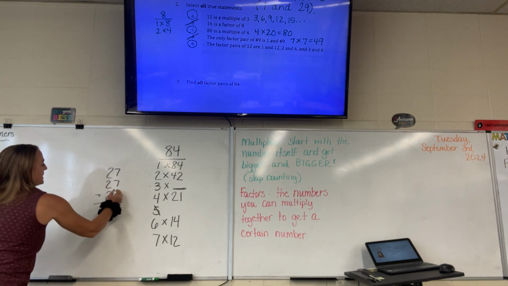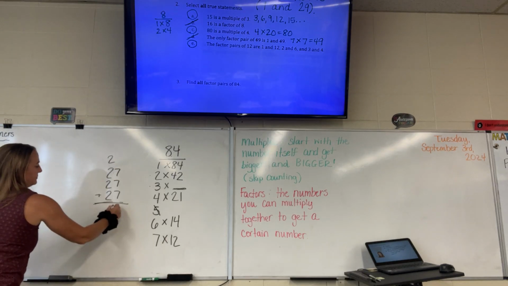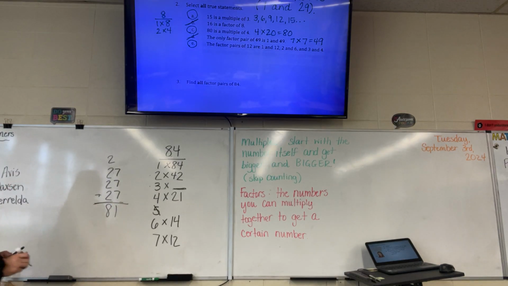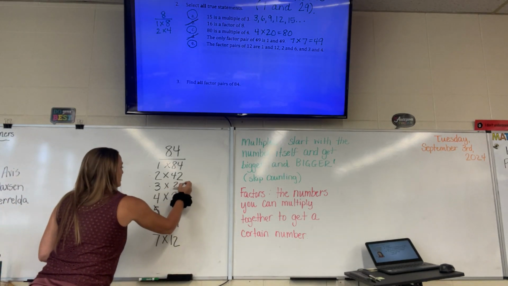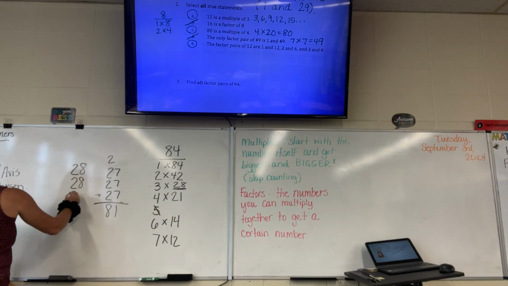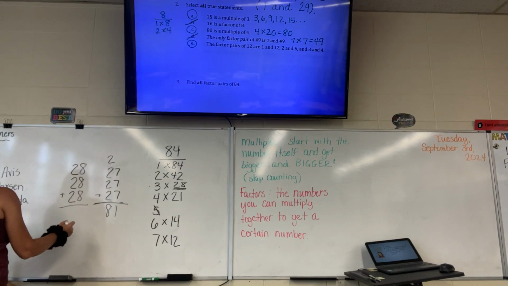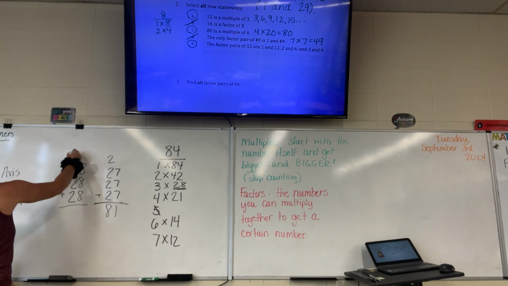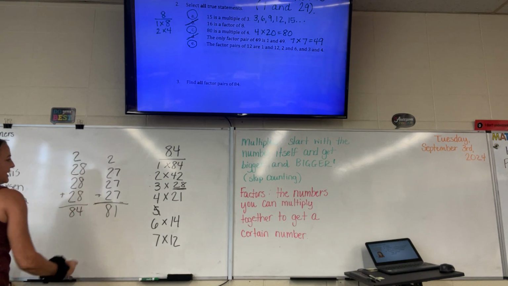So what's 7 times 3? 21. So what should our number be? Not 27, but 28, because we need one more from each group. So 3 times 28. So watch this. 28, 28, 28. What's 8 times 3? 24. 2, 4, 6, 8. So that got us to 84.